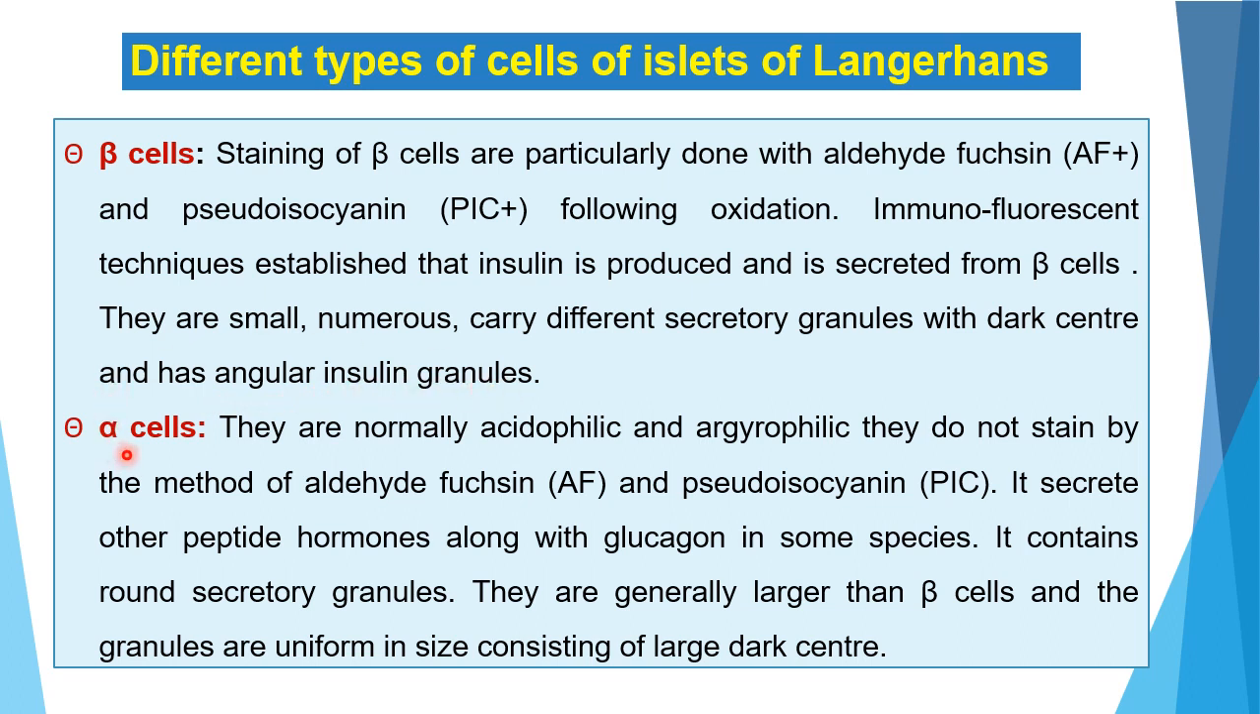Next comes alpha cells. They are normally acidophilic, which means they stain with acid dyes, and argyrophilic, which means they stain by silver salts. They do not stain by the method of aldehyde fuchsin and pseudoisocyanine. Alpha cells secrete other peptide hormones along with glucagon in some species. Alpha cells contain round secretory granules. They are generally larger than beta cells, and the granules are uniform in size, consisting of a large dark center.